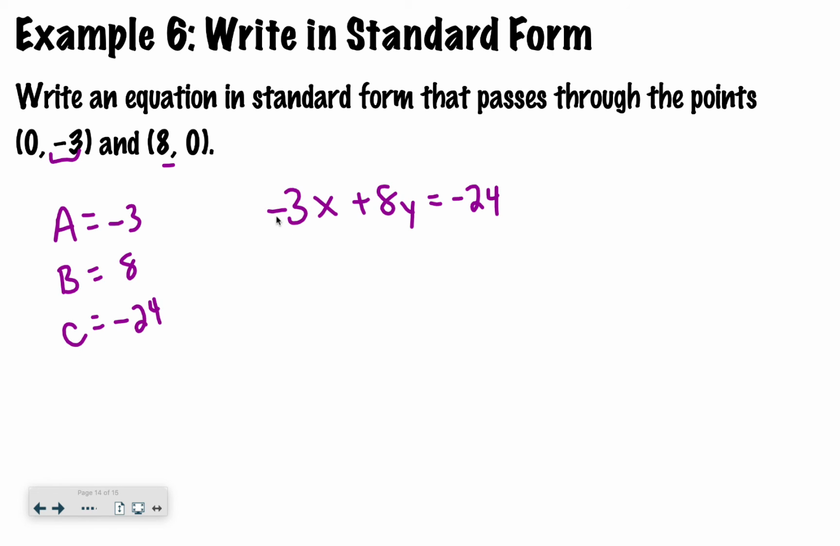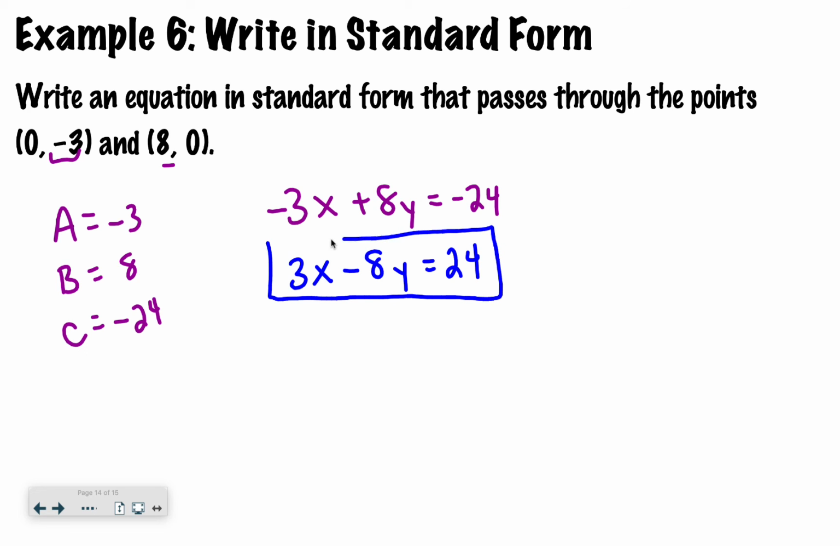So what I'm going to do is, instead of having -3x, I'm going to make this a positive 3x. And then I'm going to change the sign of everything. So instead of being a positive 8, it's now -8. Instead of being -24, now it's positive 24. So if you change the signs of everything on both sides of the equal sign, you can do that. They are the opposite of what they were, is maybe a better way to say that. And now we follow the rules where A is a positive value, okay?